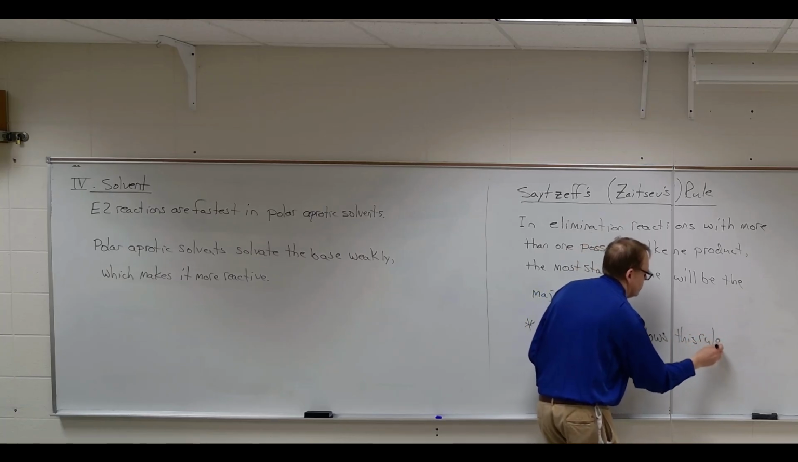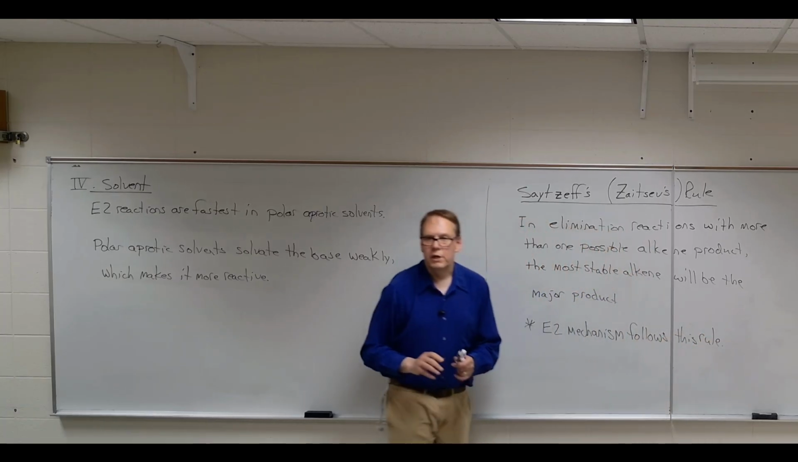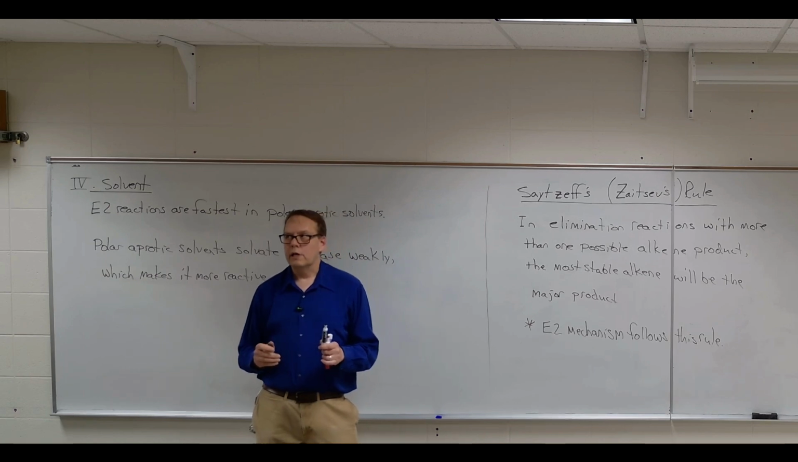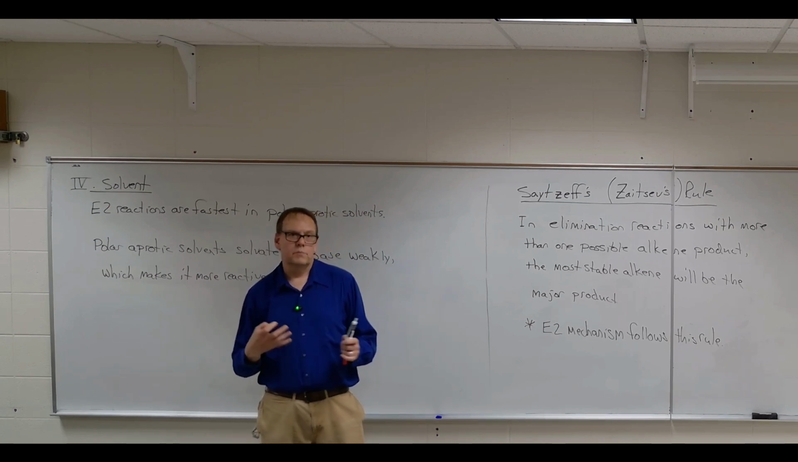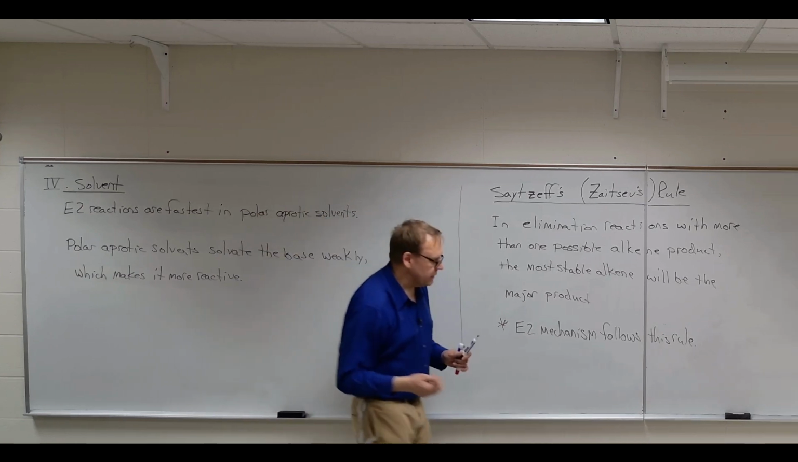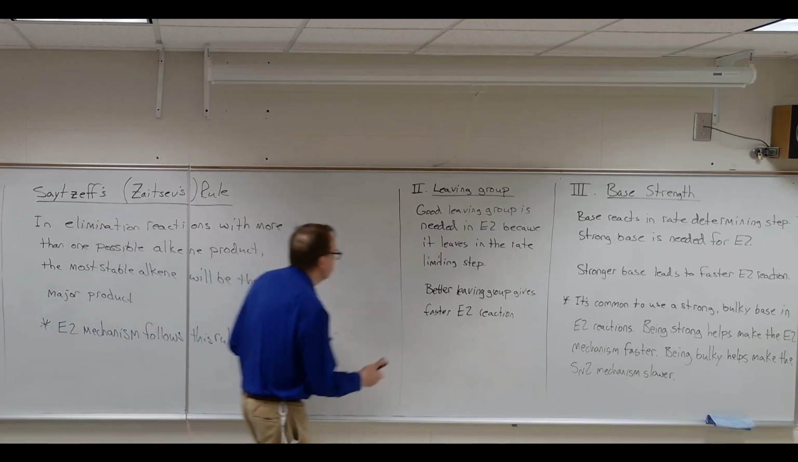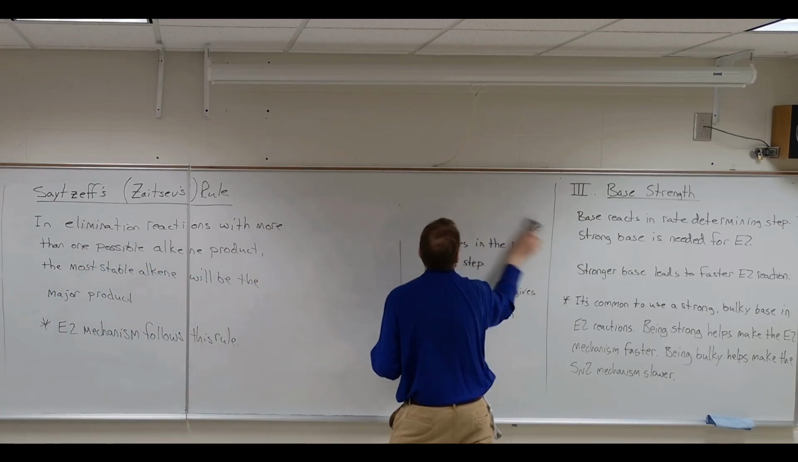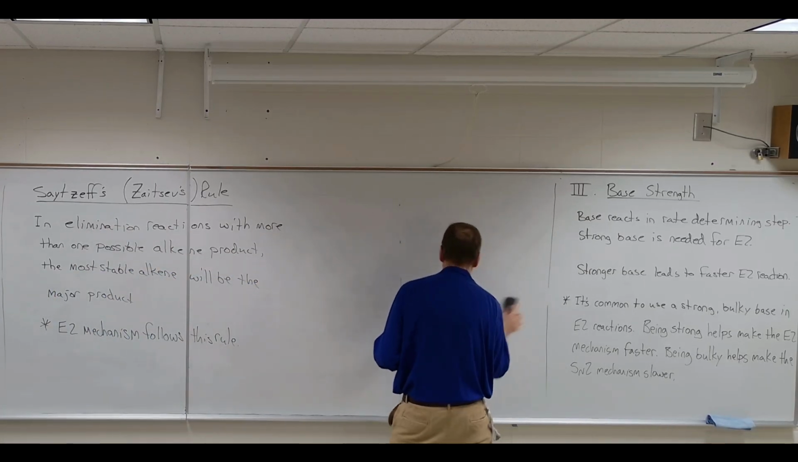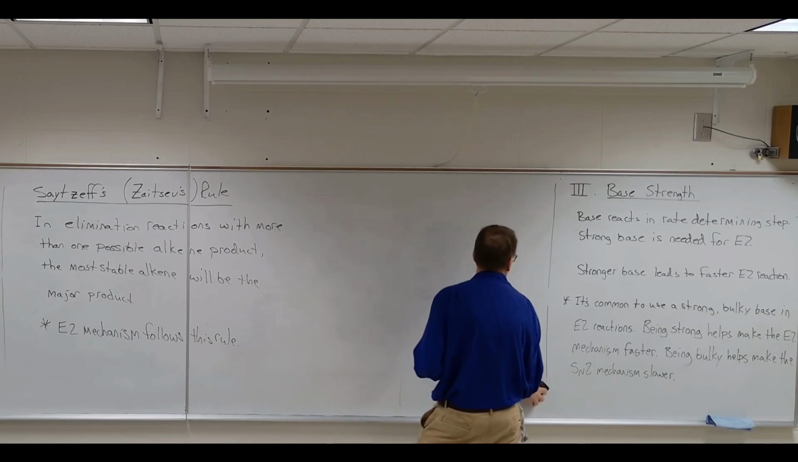which is actually kind of nice because if you're looking at an elimination reaction and you're predicting multiple alkene products, all you have to do is figure out which one is the most stable, and that will be your major product. So let's look at an example of this and use Zaitsev's rule to predict what the major product will be.